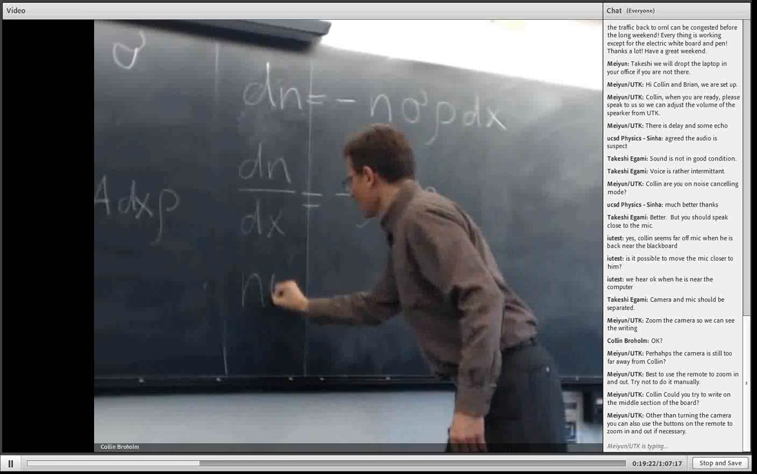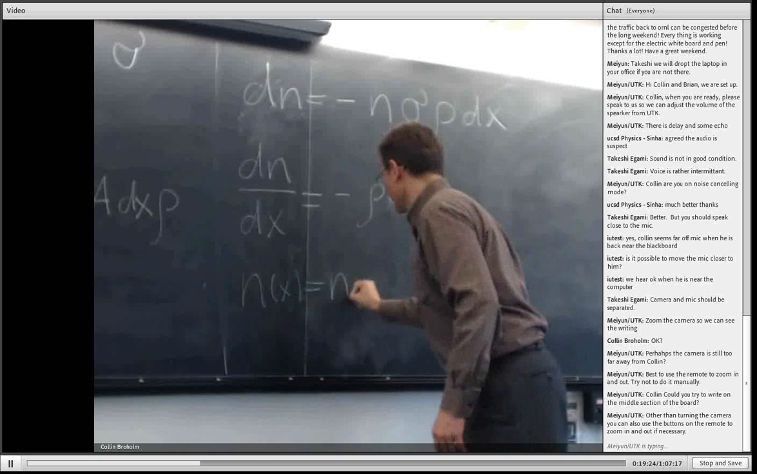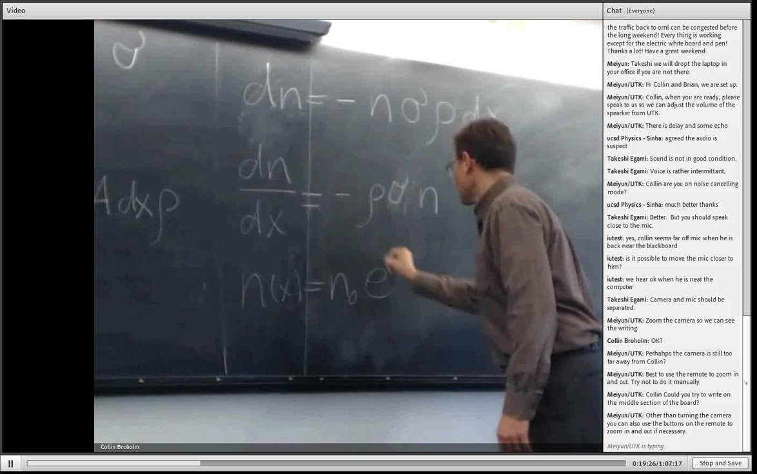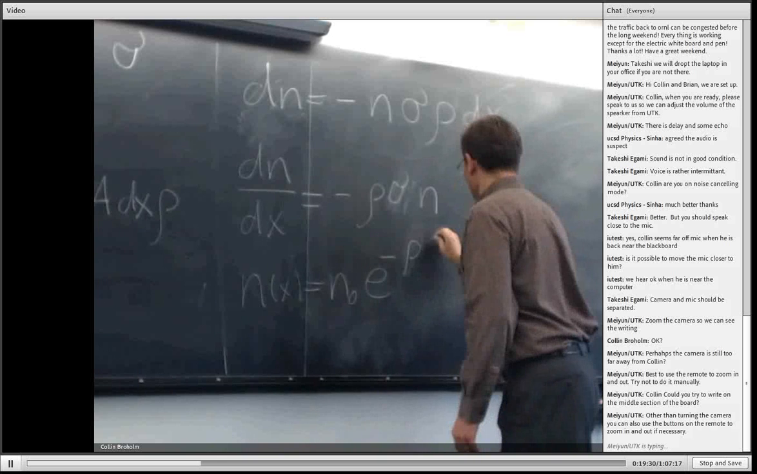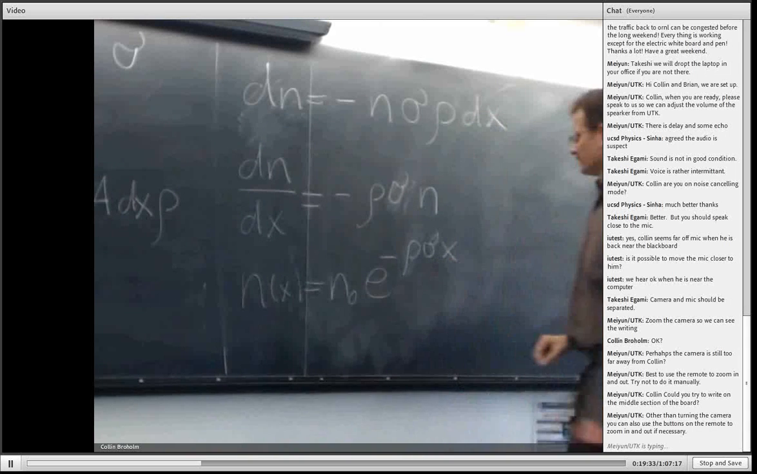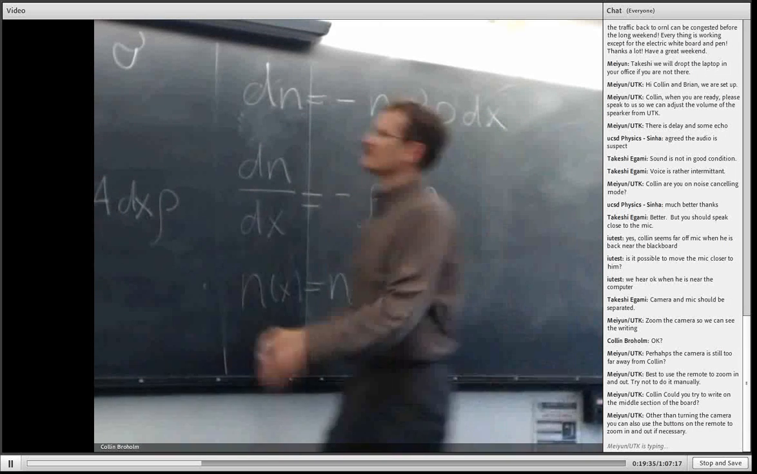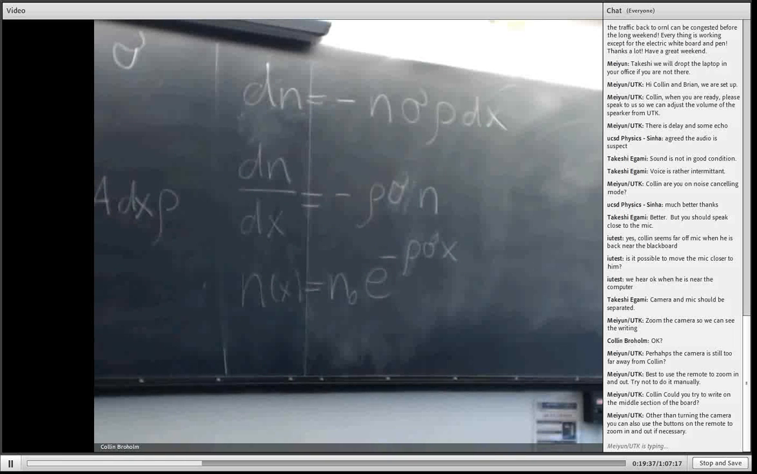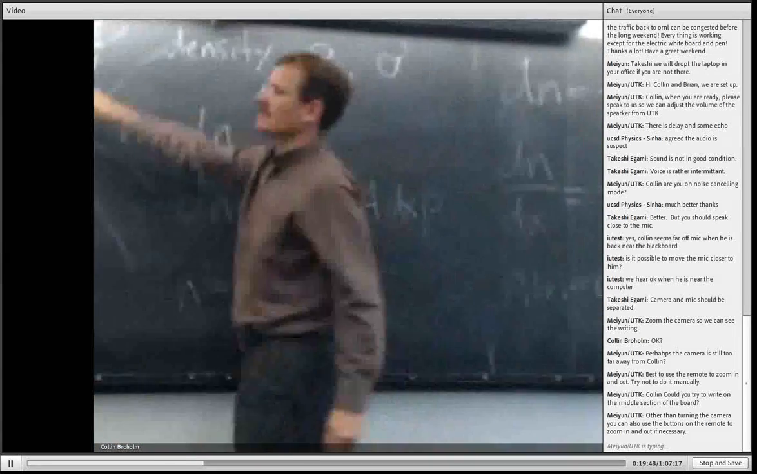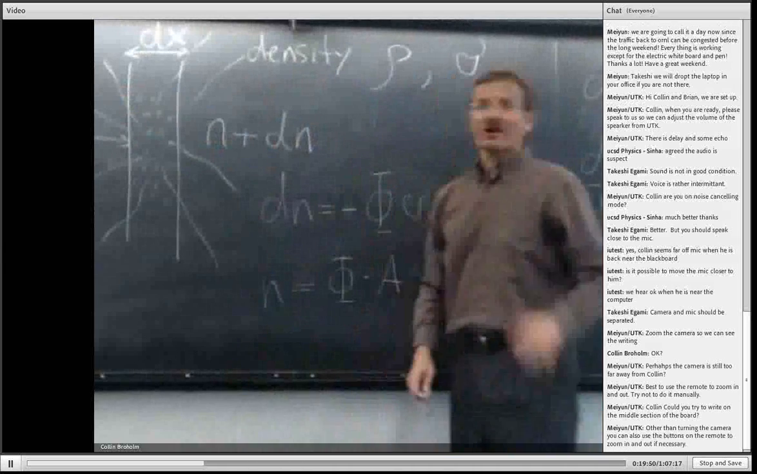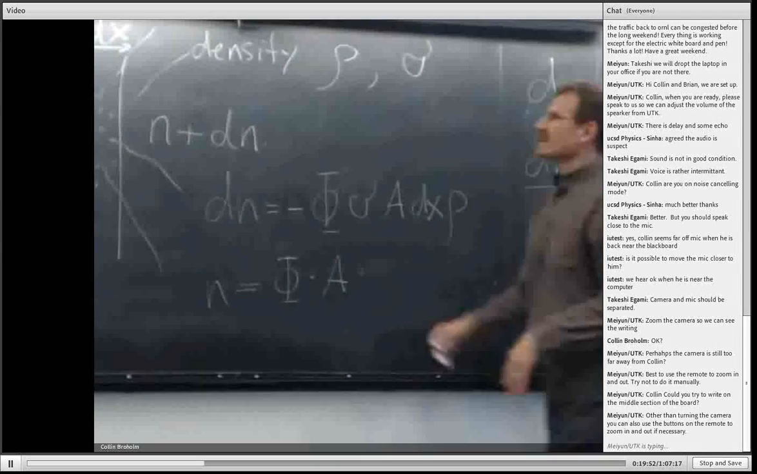It is that n of x should be equal to some prefactor e to the minus rho sigma x. So there's going to be an exponential attenuation of the number of neutrons per time unit passing through, depending on the thickness of this plate. So this tells you a means of actually attenuating a neutron beam by placing an object that scatters in that beam. Of course, you have to remember then that those neutrons are not lost.